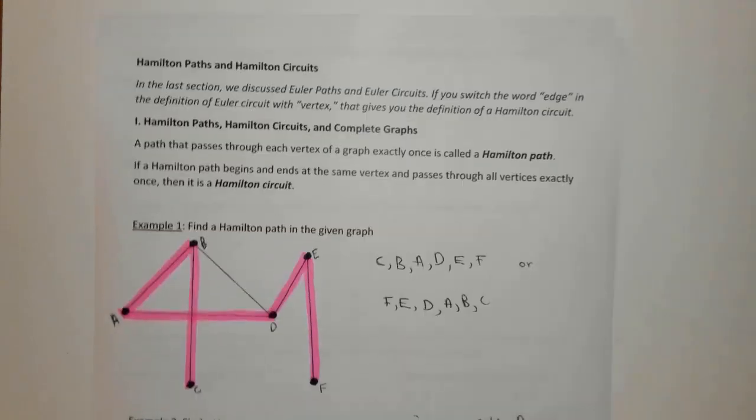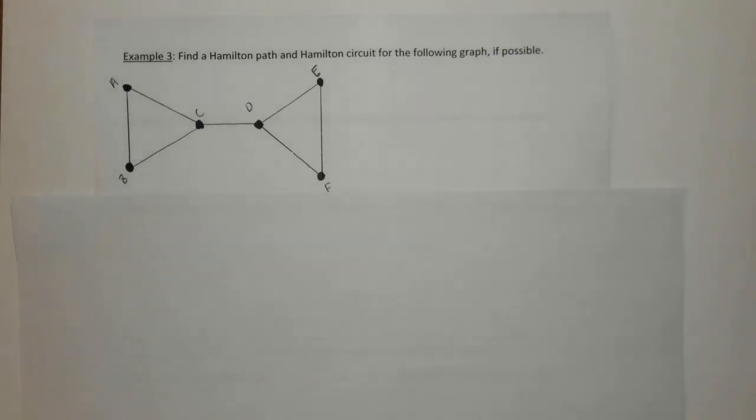All right, we'll look at a couple more examples before we learn something new. Here we want to find a Hamilton path and circuit, if possible, for the following graph.